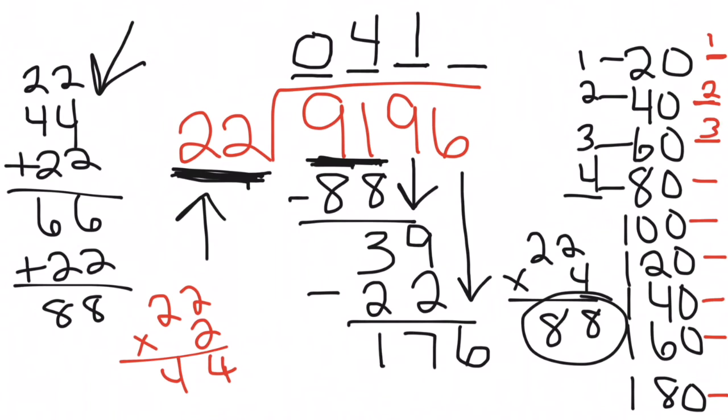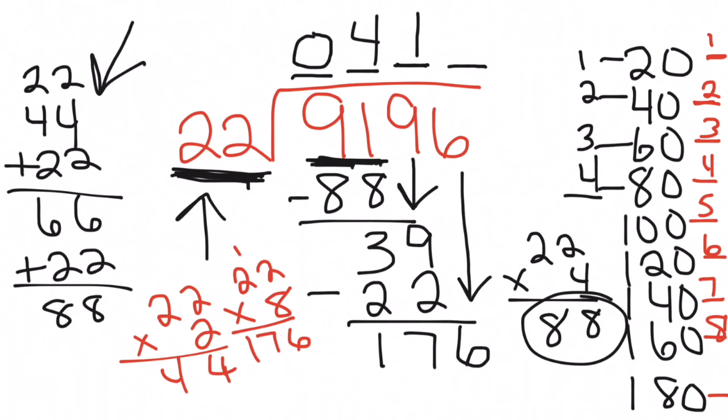So 1, 2, 3, 4, 5, 6, 7, 8. So what I'm going to do is I'm going to try 8 multiples of 22, and we're going to see how close that gets to 176. It might be close, it might be exactly. We're going to see what it does. Sometimes it takes a couple times when you're doing this. So I'm going to go back over to the side where I was before, and I'm going to do 22 times 8, which happens to be exactly 176, which is exactly what we needed.